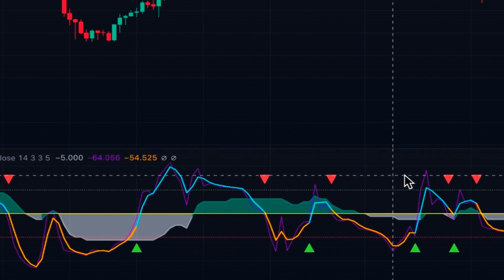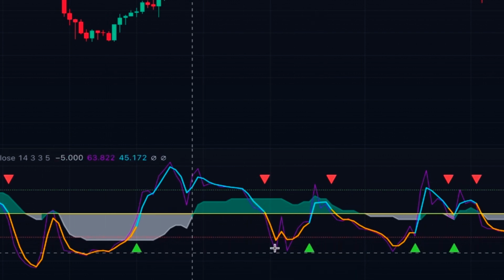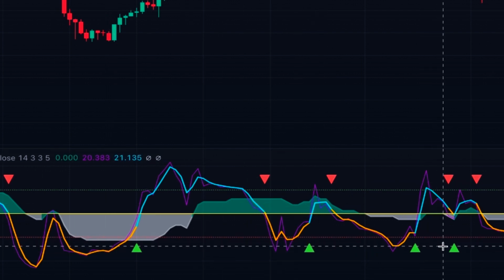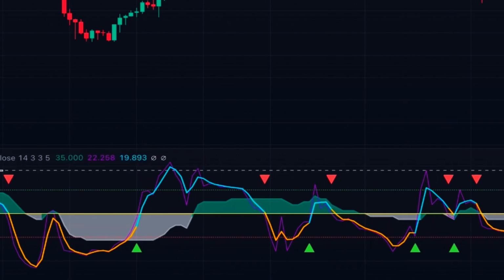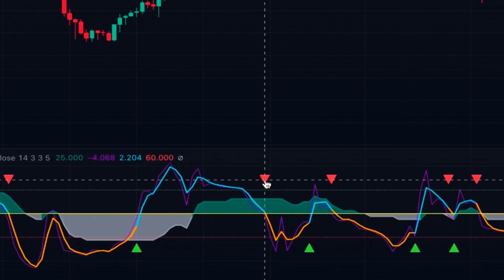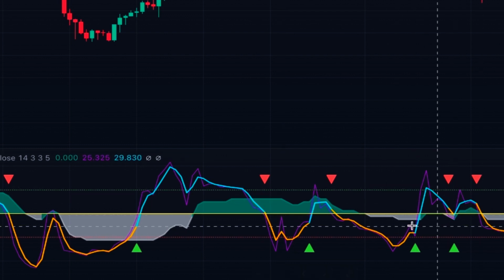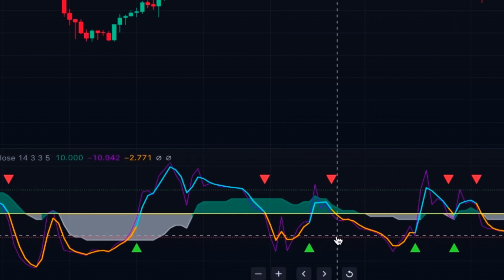We have also these triangles that are actually buy sell signals. The green triangles are buy signals and they happen when we have crossing of a smoothed RSI above the center line, and the red triangles are sell signals and they happen when we have crossing below the center line. Please pay attention that these horizontal dotted lines are not at 70 and minus 70. They are set at plus 40 and minus 40.